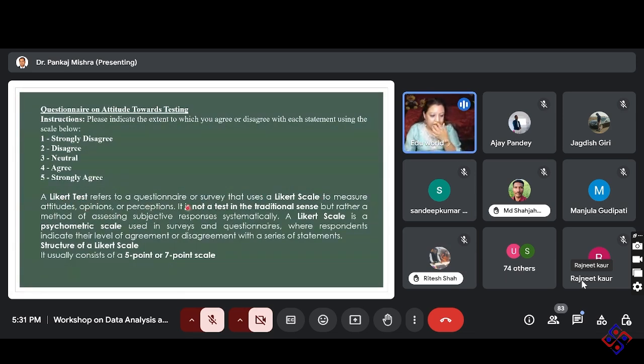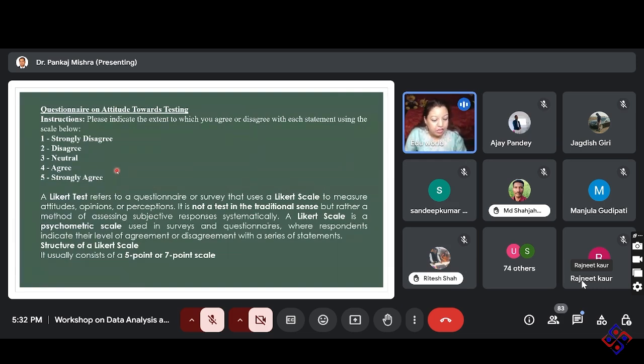So the Likert scale is nothing but a scale invented by a person whose name is Likert. This is generally used for questionnaires to find out the opinion, attitude or perception of a person. Okay, so that is the Likert scale. Now in this Likert scale, we will use those kinds of statements which are actually focusing on our objectives and the research question.